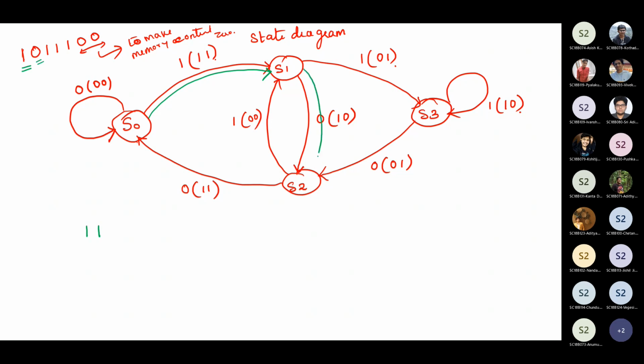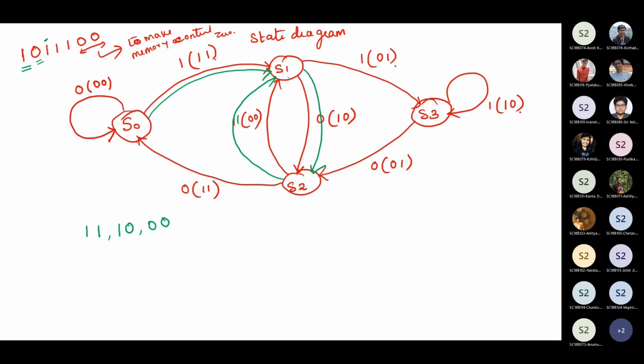So it means from here to here, and the corresponding output is 1, 0. Next, the input you are going to give is 1. Now we are in the S2 state. We are going to give 1, so this is the 1, and the corresponding output is 0, 0.